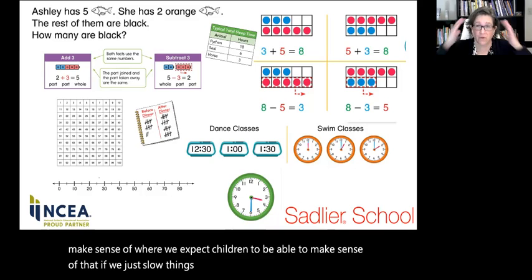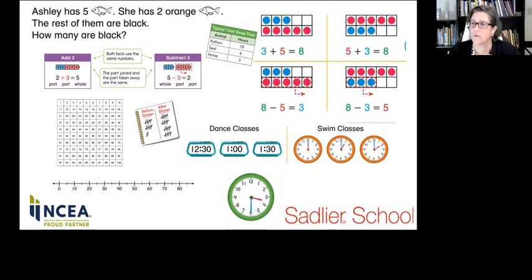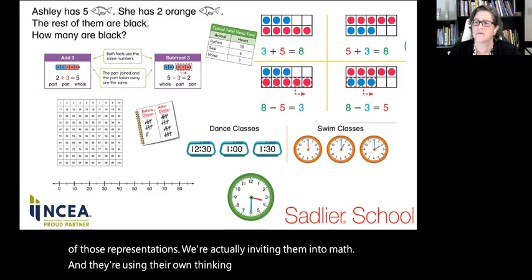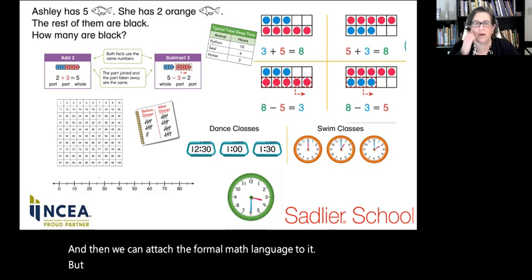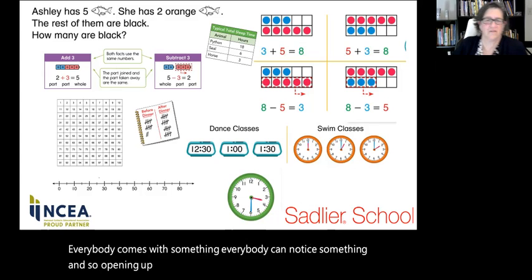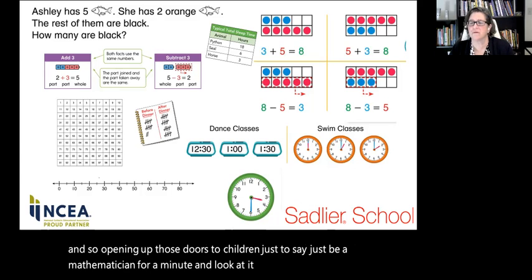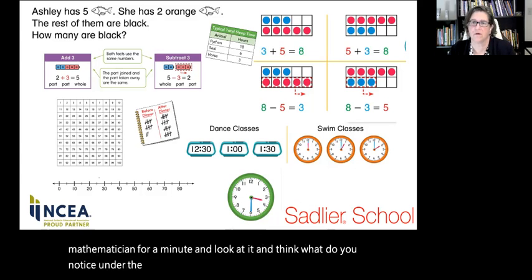And they're using their own thinking and their own languaging. And then we can attach the formal math language to it. But everybody comes with something. Everybody can notice something. And so opening up those doors to children, just to say, just be a mathematician for a minute and look at it and think, what do you notice? What are the math things you notice?